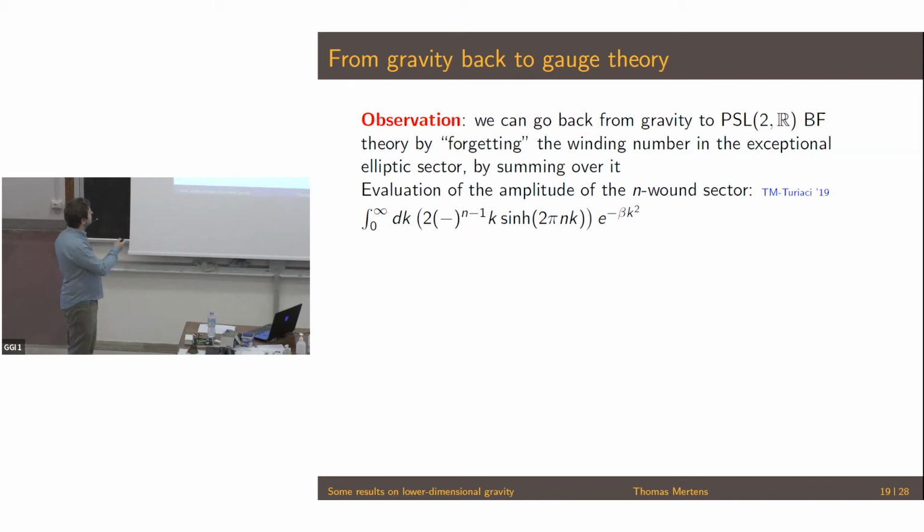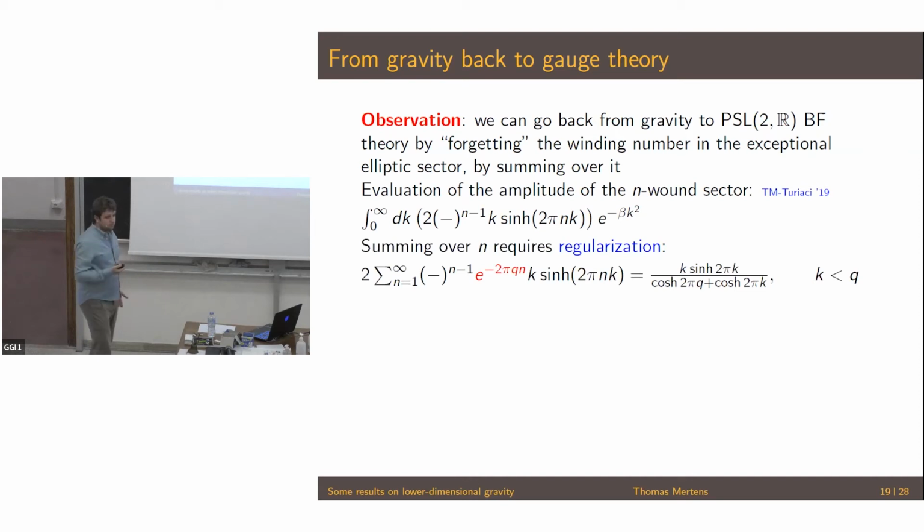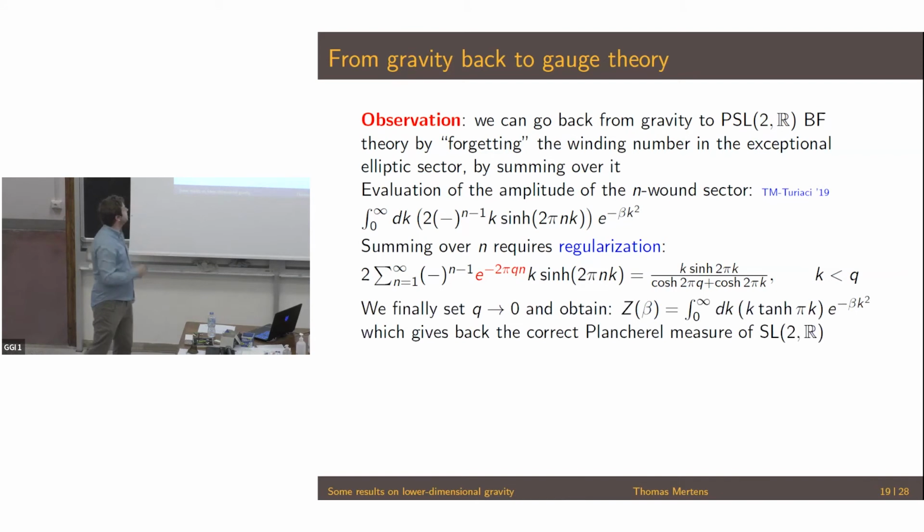So it's essentially the same as the disk partition function, except there's an n here. So this k sinh 2 pi nk. That's essentially the only difference. Now let's try to sum these over n, where n runs through all integers. Well, the sum is, if you just stare at it, of course, divergent, so we need to regularize it. So let's just add this exponential factor here, where q is the regulator and q is sufficiently large to make the sum converge. Then we get this result, and then in the end, we let q go back to 0 to turn off our regulator.